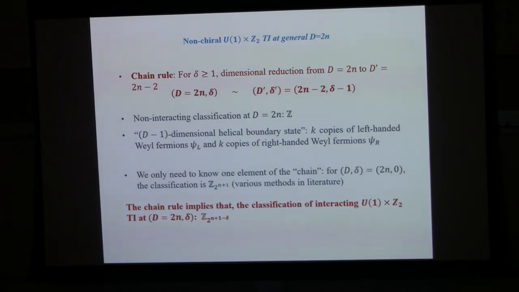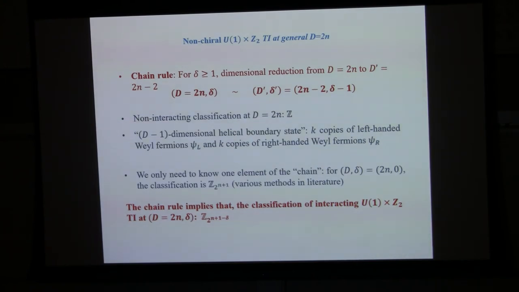We only need to know one element of the whole chain, but to know this one element also requires certain effort. But actually, based on this chain, we can already make the conclusion. For example, using some other techniques, suppose we know that for 2 and 0 the classification must be this, then we can deduce that for general 2 and delta, the classification must be this one, which means that for this many copies of topological insulator, it will be trivialized by interaction.